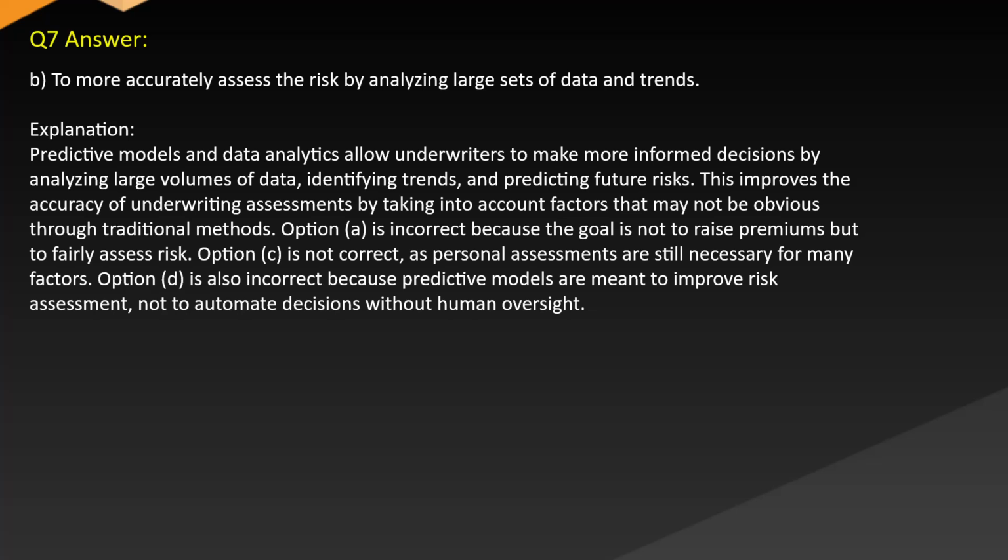Option A is incorrect because the goal is not to raise premiums but to fairly assess risk. Option C is not correct, as personal assessments are still necessary for many factors. Option D is also incorrect because predictive models are meant to improve risk assessment, not to automate decisions without human oversight.